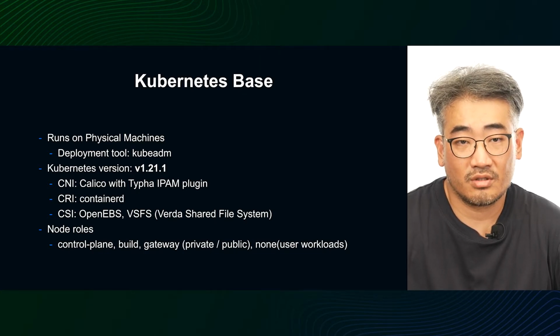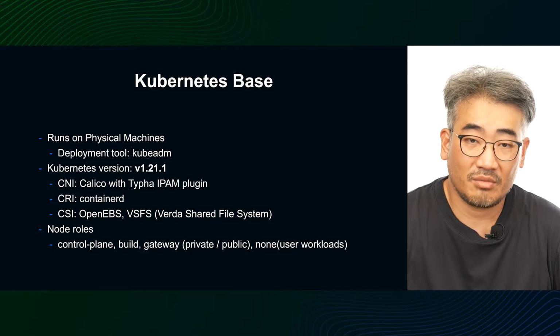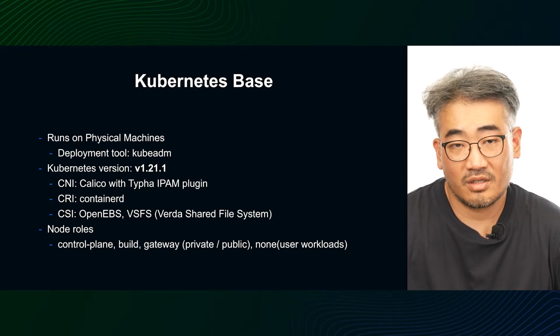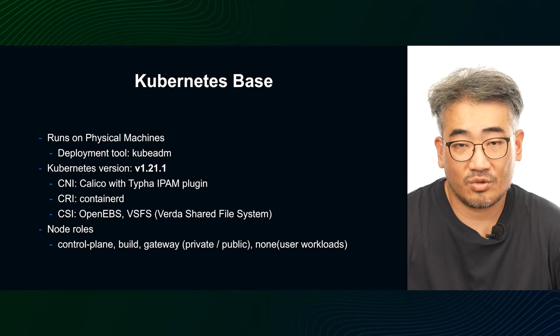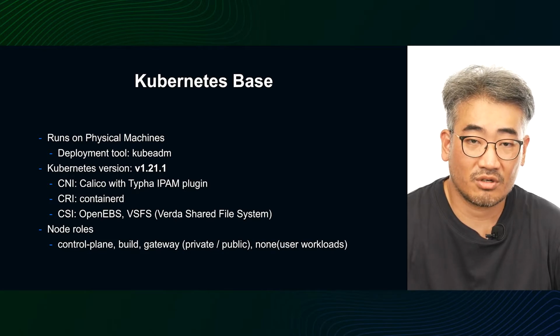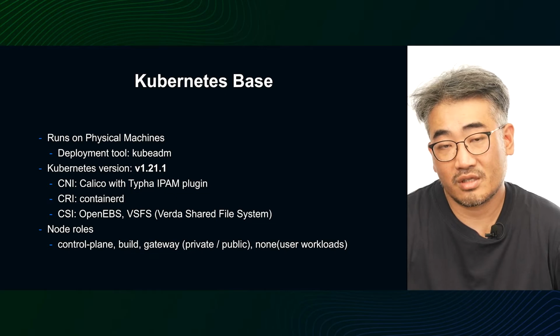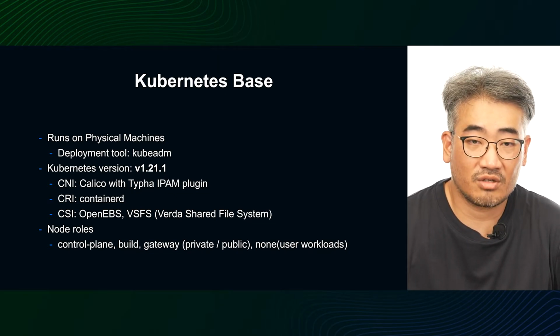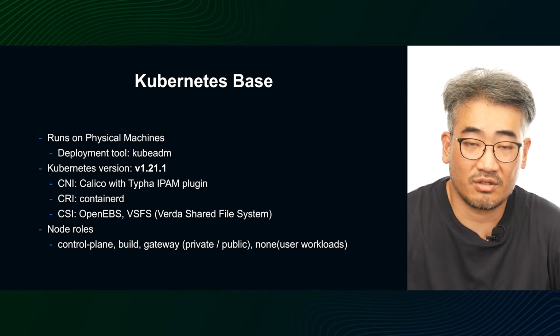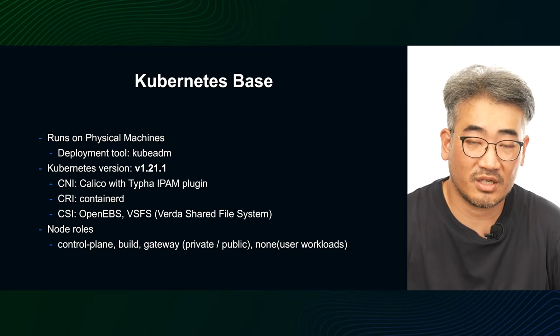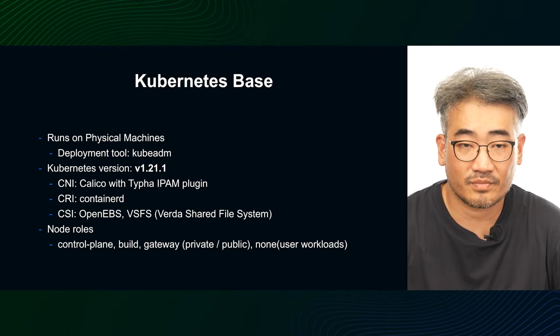And we always have to think about the network interface, runtime interface, and storage interface. Here are the three. And we chose Calico with Typha IPAM plugin for CNI and containerd for CRI. And for storage, there's no problem because we can just add or delete. So for storage, we use OpenEBS, and we have Verda shared file system that we use internally.